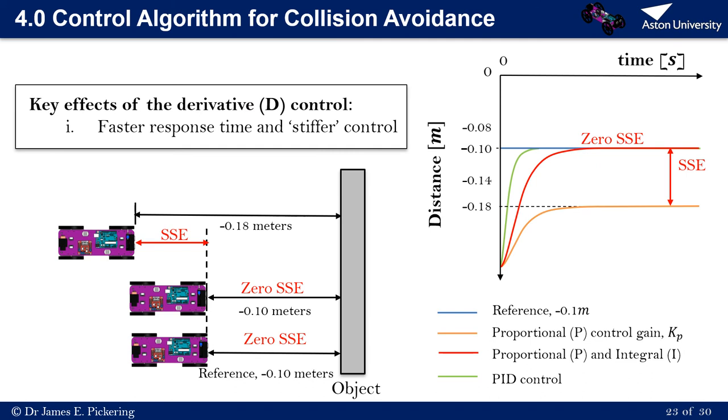So if we look again at the effect of the derivative control, likewise we've got the reference, I've got the proportional control gain value that we saw earlier, the worst case, and I've added the proportional and integral where we had zero steady state error, i.e. the lab scale car meets the reference, meets the aim. If we introduce the full PID control, so the proportional, the integral and the derivative, what it gives us basically is a system possibly that has zero steady state error and gives us a faster response time and stiffer control. So if there are any oscillations on the system response, or if we want the system to respond faster, we can introduce a derivative. However, just be aware you are limited by your actuator in terms of how quick the response time can in fact be in practice.